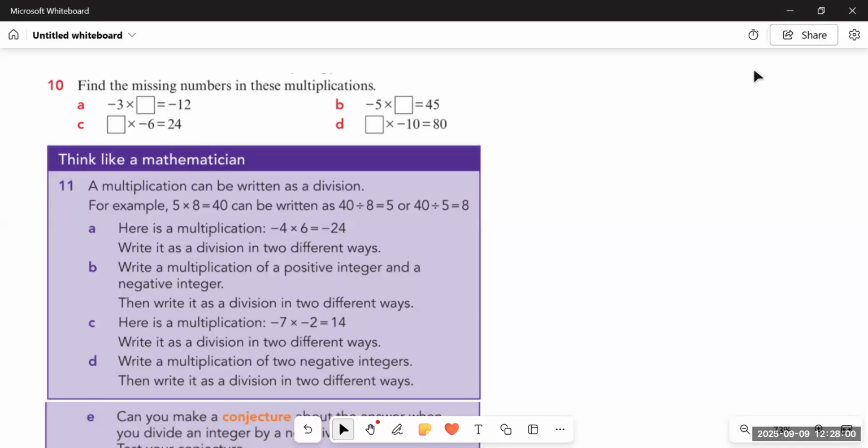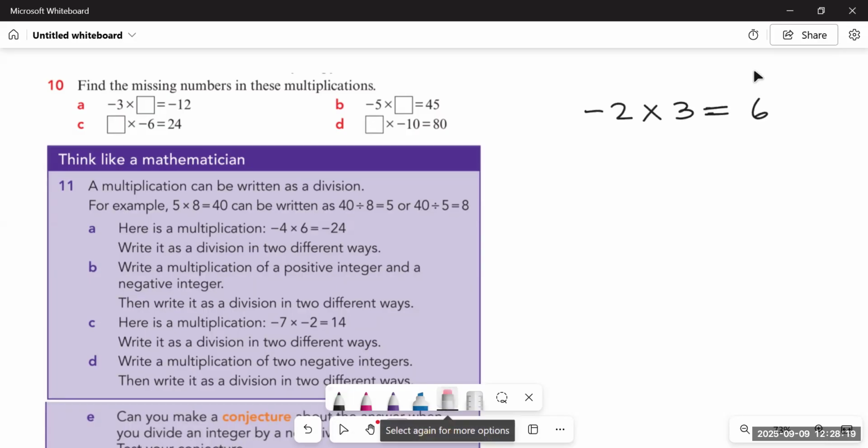Next, we have question number 10, which says, find the missing numbers in these multiplications. So students, if one of the multiplier or multiplicand is missing and the product is given, then you have to use the inverse operation, that is division. Because we know that minus 2 multiplied by 3 equals minus 6. Okay, let's take positive numbers so it won't become difficult for you.